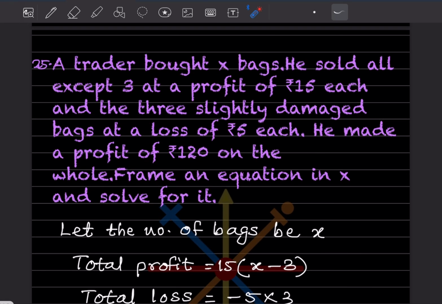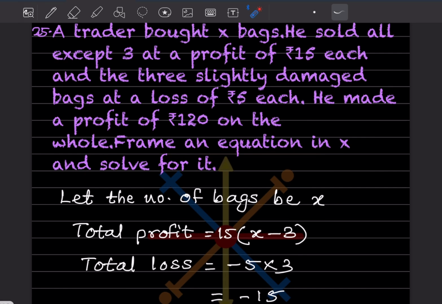A trader bought x bags. He sold all except 3 at a profit of rupees 15 each and 3 slightly damaged bags at a loss of rupees 5 each. He made a profit of rupees 120 on the whole. Profit is 120 on the whole, and you have to frame an equation in x and solve for it. So let the number of bags be x because that is not given. And total profit is what?